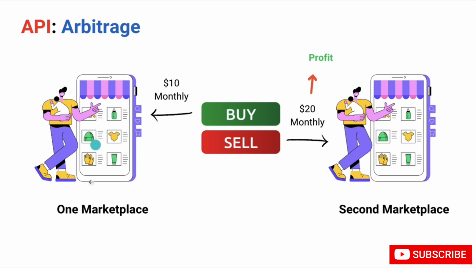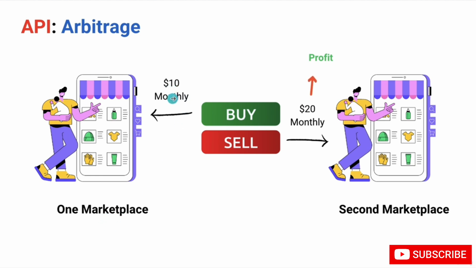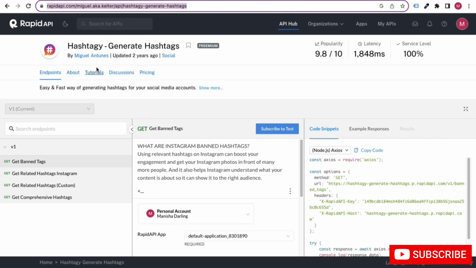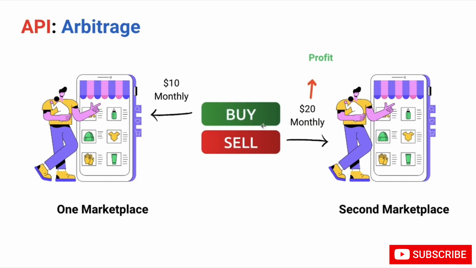Now it simply means that you have to buy an API from one marketplace, let's say for $10 maybe, the monthly price of that API. Let me just show you with an example. For example, here we have this API, Hashtag. If you go to pricing, you can purchase it, let's say, for $20 per month from Rapid API. And you can sell it to another marketplace for a higher price.